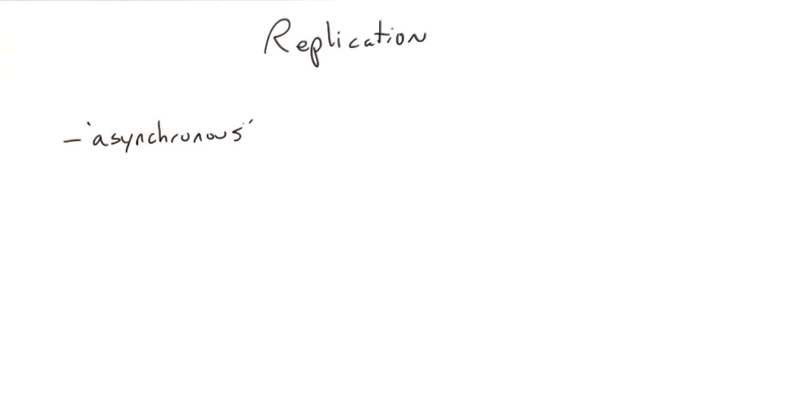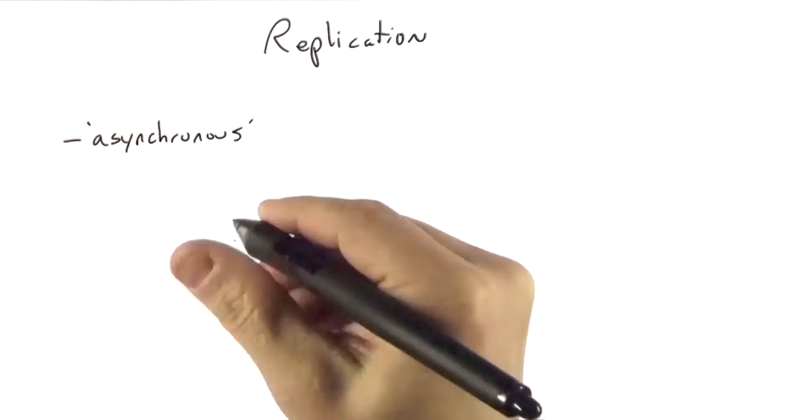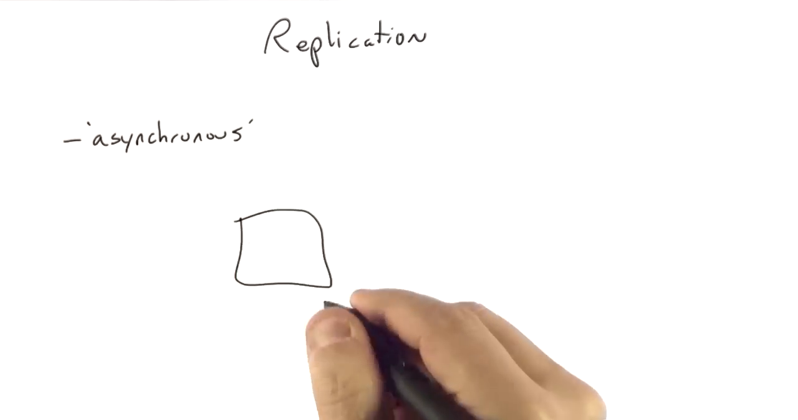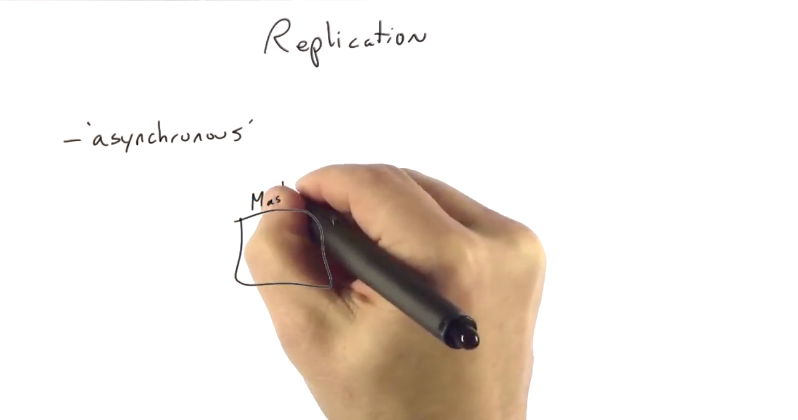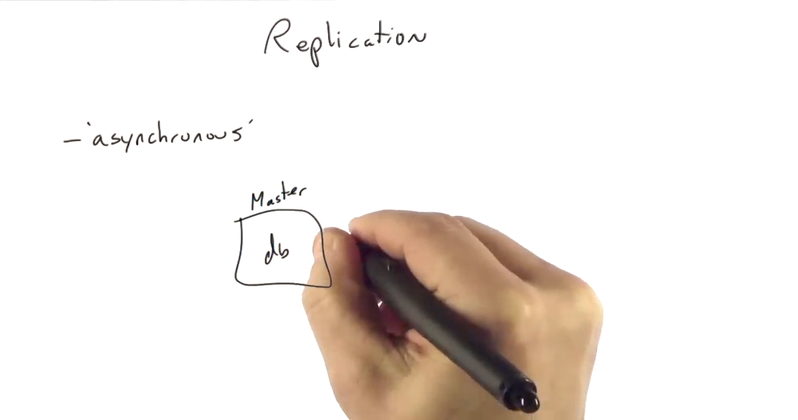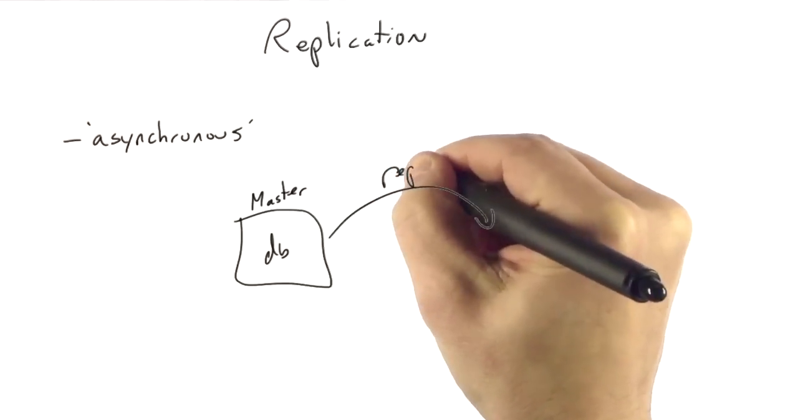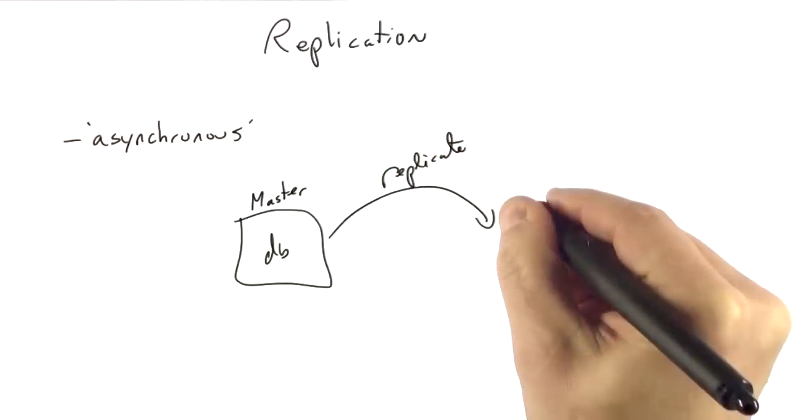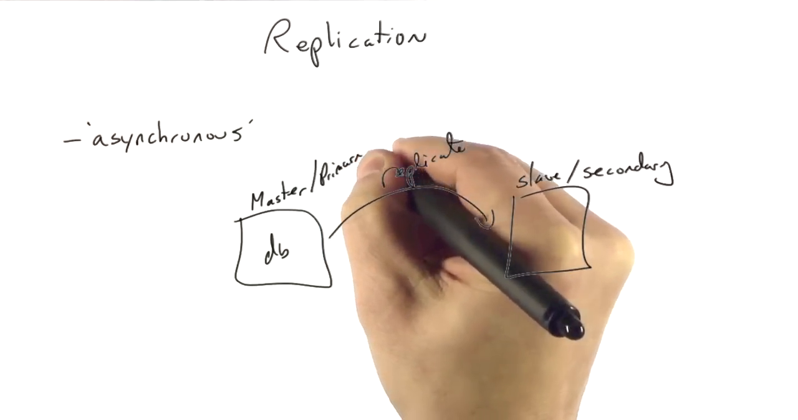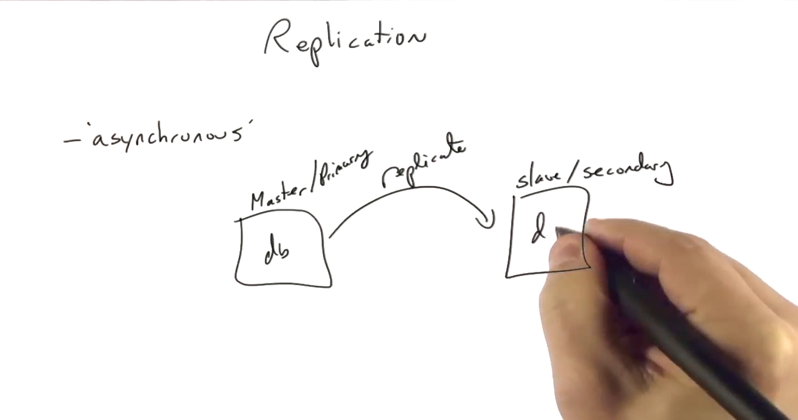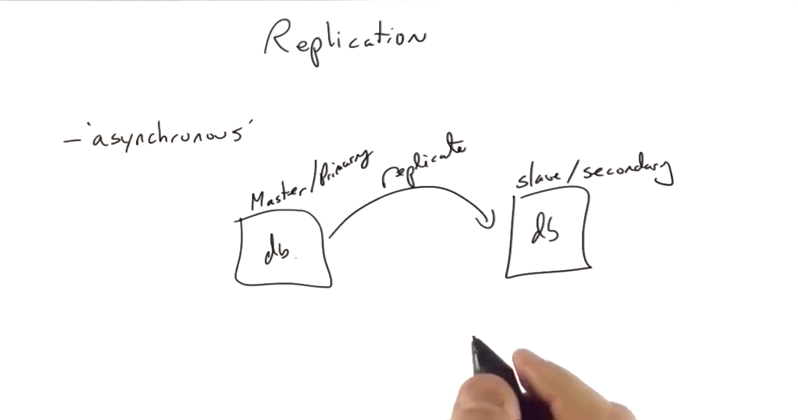So in MongoDB, when we do replication, the replication is asynchronous, which is not that unusual actually in databases. Like if you had a MySQL database, and this is your master, and you replicate data to a slave or secondary, we actually use the term primary in MongoDB. So this is our slave database, this is our master.